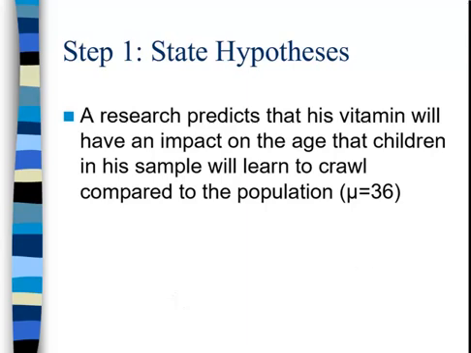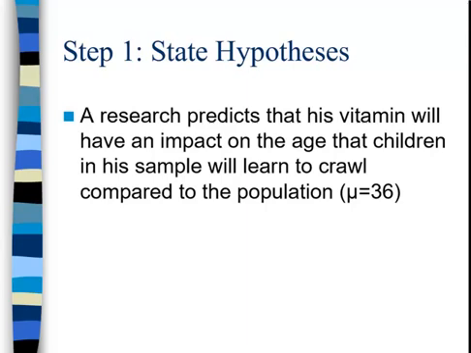And here's an example, using our vitamins again, of what I'm talking about. A researcher predicts that his vitamin will have an impact on the age the children in his sample will learn to crawl compared to the population. And so again, the key word here is impact. The researcher isn't predicting it's going to be less, or predicting it's going to be more. Impact is very general. To have an impact, it means that it could improve crawling times, or alternatively, the other side of the coin, it might worsen crawling times, right?